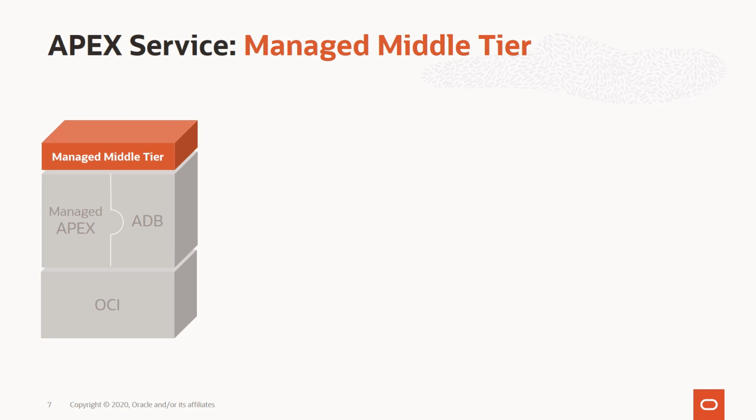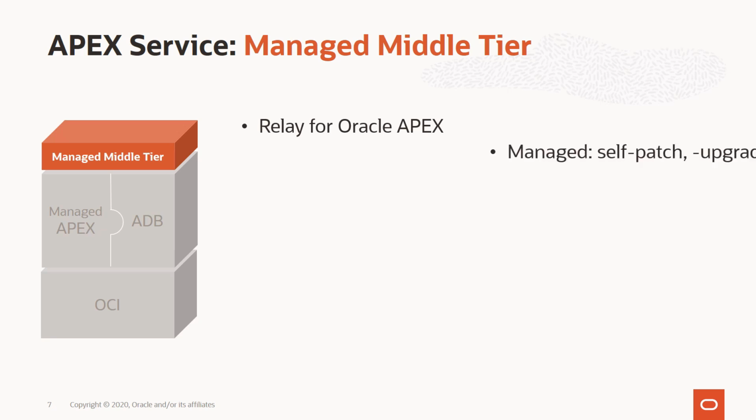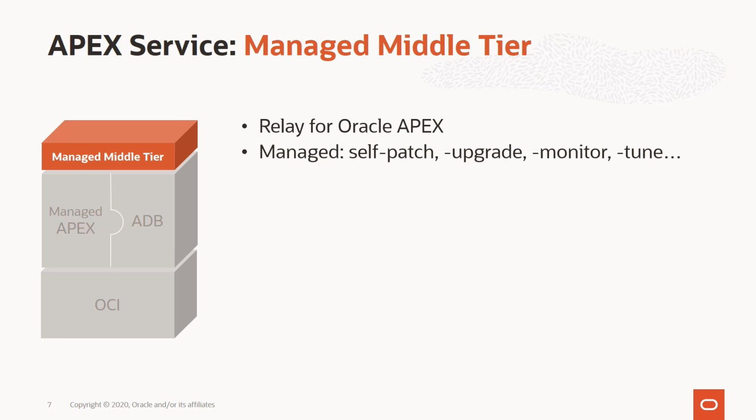At the top of the stack is a streamlined middle tier. Its key function is to relay communications between browser clients and the database where Apex is running. This middle tier is fully managed by Oracle, which means, again, you don't have to worry about things like patching, upgrading, and tuning. Additionally, it provides developer tools that complement Apex, such as an optional REST interface to your data and a web-based SQL developer environment.